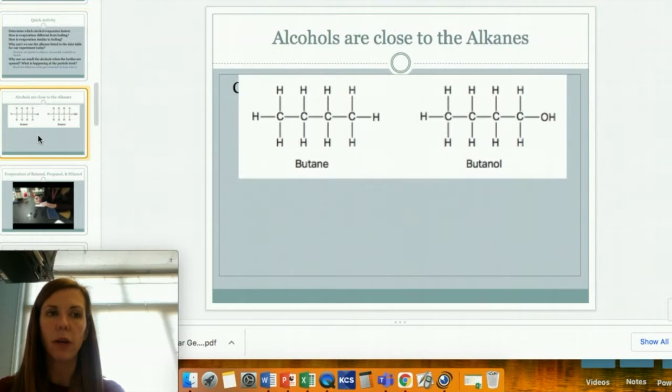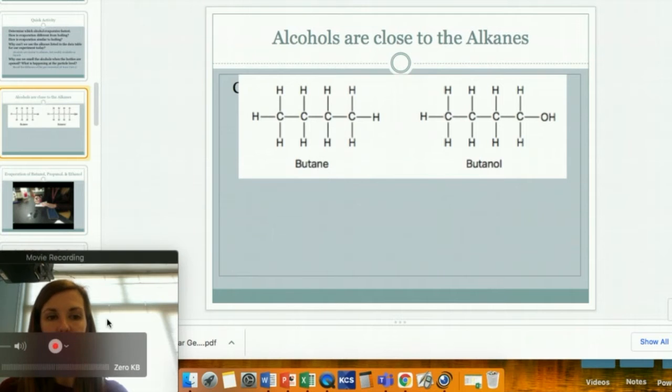And so here's just a quick look at how alcohols are close to alkanes. So butane has this hydrogen at the end. There's nothing but carbons and hydrogens. Butanol, which is the alcohol, has an OH at the end, and that's the only difference. Okay, so those are going to be very similar to what you're going to see in the video next.